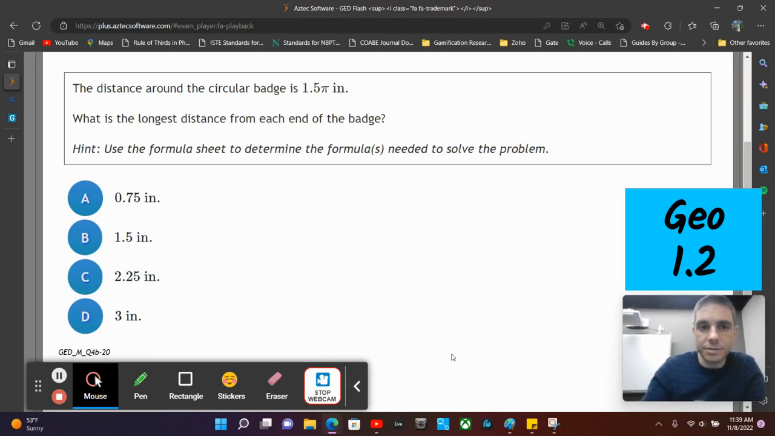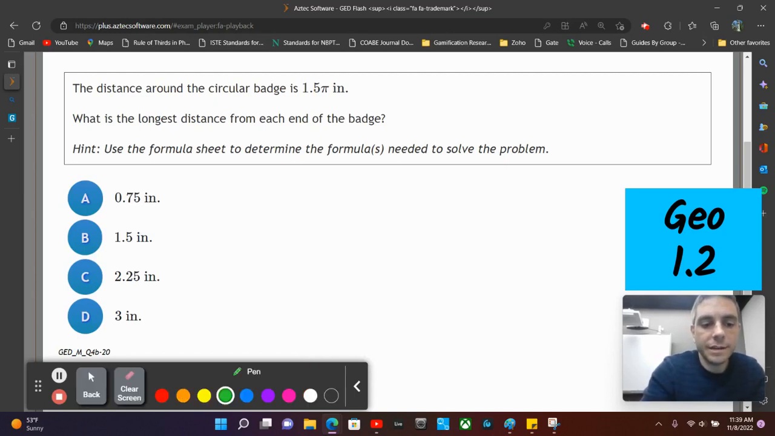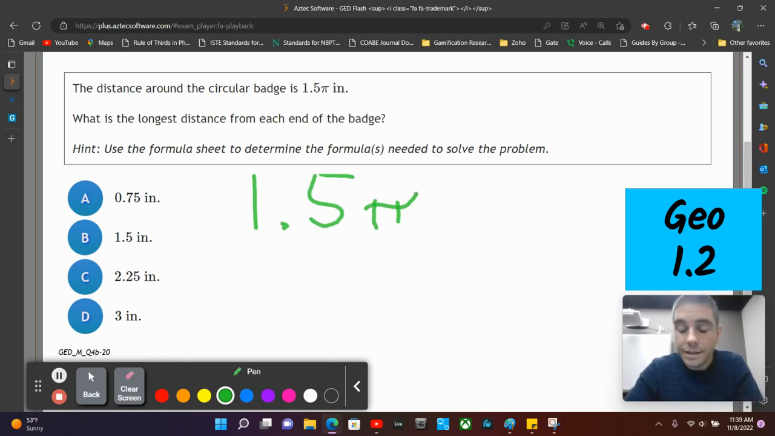And it tells us what that distance is. They describe that distance around the outside of the circle as 1.5 pi. Now, it's interesting here, they're using a little bit of algebra language when they say 1.5 pi, because pi is a value that we do know.